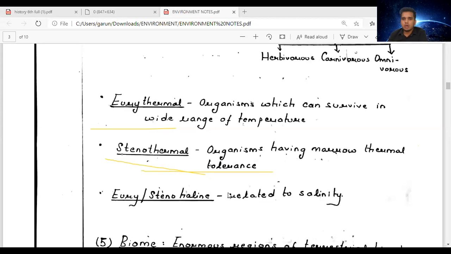Stenohaline is related to salinity. If the salinity increases, they will definitely die, and this is also a property of corals. Or if the salinity reduces, then also they die. They die because they require a particular salinity. They require a particular temperature also. Okay.